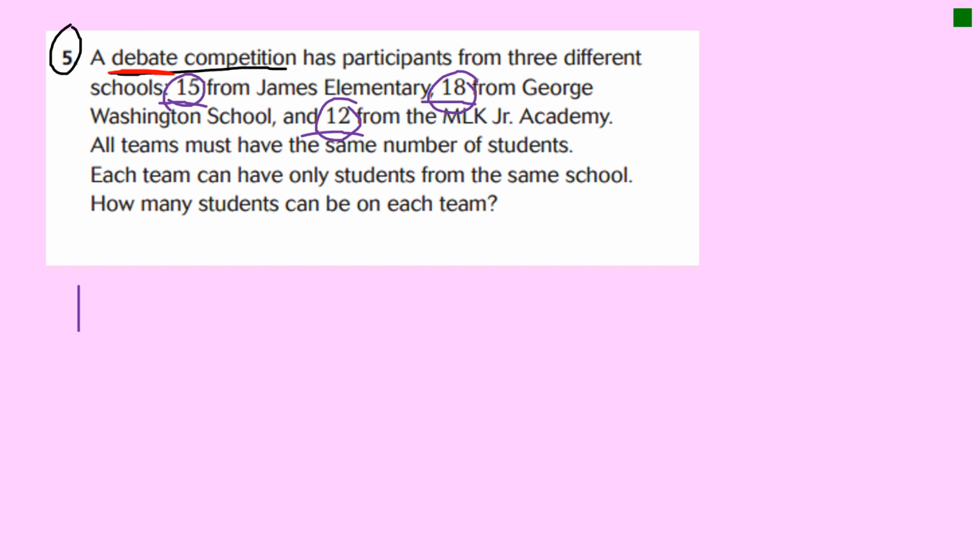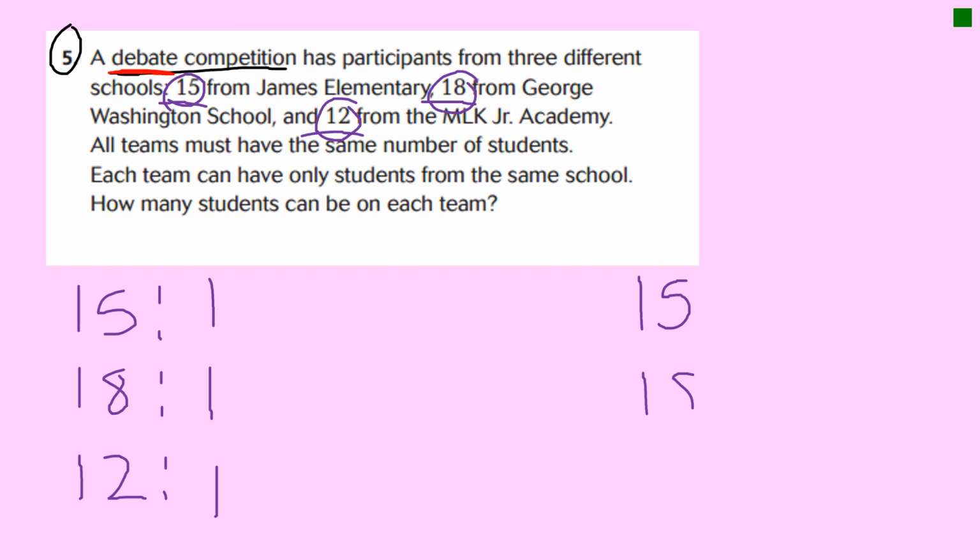So let's see, there's 15, 18, and 12. We're thinking about factors that they have in common. So of course, 1. Don't ever forget that one. And then don't forget the partner for 1 is the number itself. 1 times 15, 1 times 18, 1 times 12. Okay, so far, each team can have 1 student on it, right? Not really much of a team, but that's a possibility.